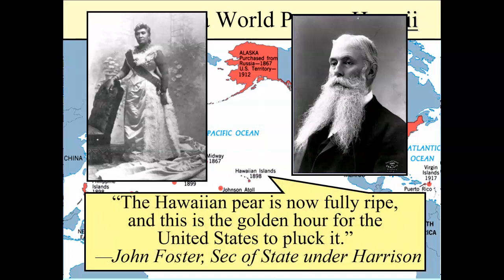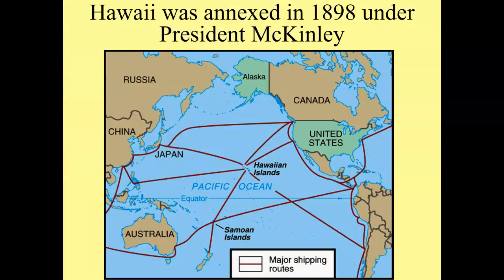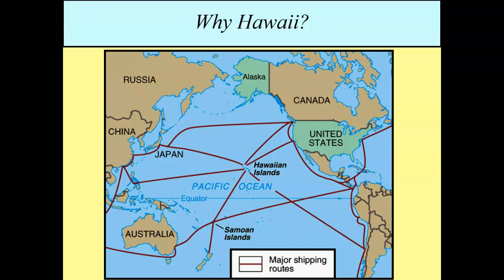And ultimately, Hawaii does become a state, but you can see here the Secretary of State under President Harrison: the Hawaiian pear is now fully ripe. This is the golden hour for the United States to pluck it. If you look at the location of Hawaii on this map, you can see access directly to China. Also on the map, you can note Samoa and Guam and some of the other areas that the United States will imperialize.